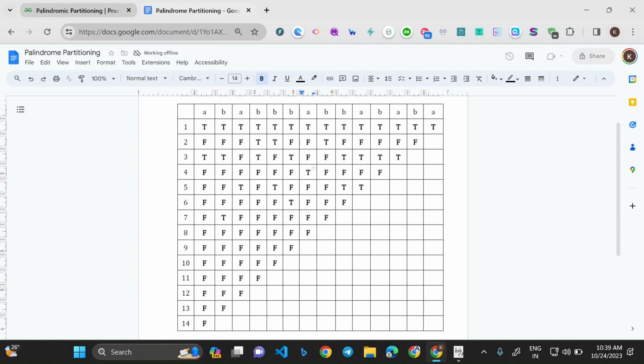And coming to length 5, why is this true? Because A, B, B, A, this is of length 5. So that is the reason it is true. Come to this position, so it is B, B, A, B, B. Okay, this is a palindrome. That is the reason we have stored true here.